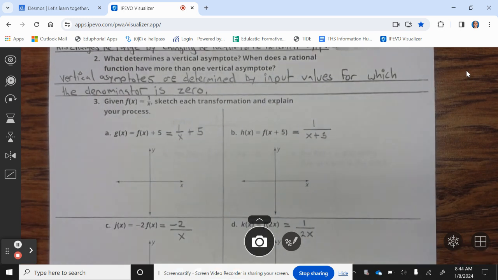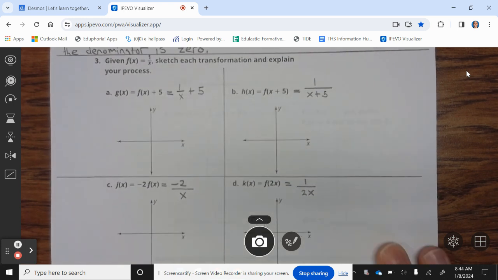2. What determines a vertical asymptote? When does a rational function have more than one vertical asymptote? Vertical asymptotes are determined by input values for which the denominator is 0. 3. Given f of x equals 1 divided by x, sketch each transformation and explain your process.